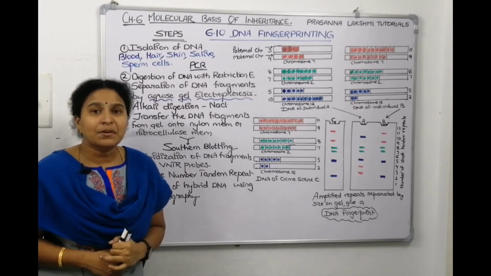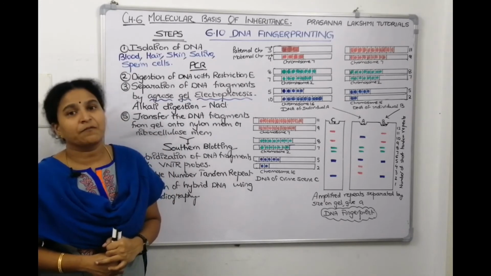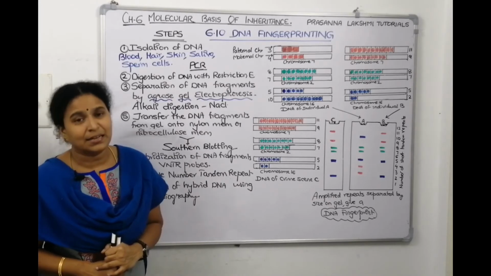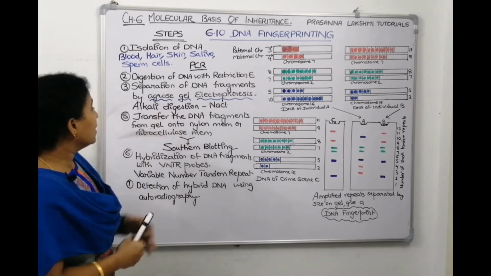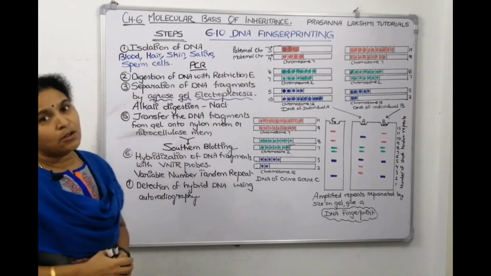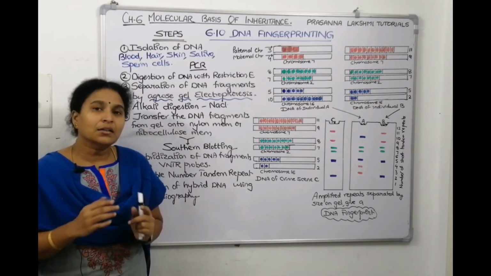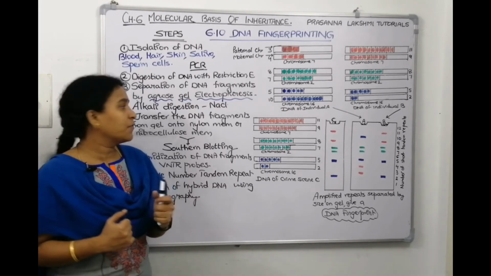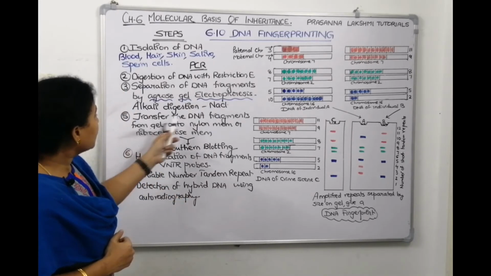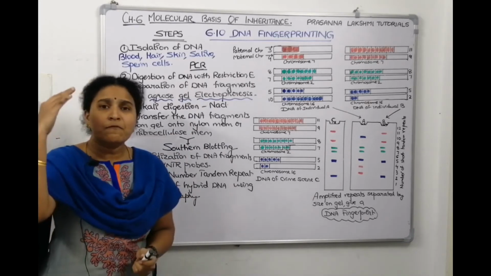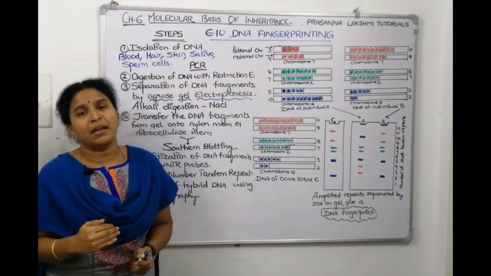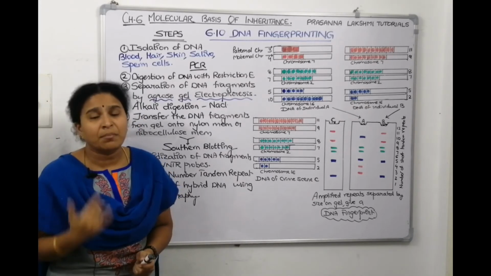After that, convert the double stranded fragments into single stranded fragments by subjecting them to alkali treatment. When you do alkali treatment, with NaOH, what happens? The bonds will break and it will become single stranded fragments. After that, transfer the DNA fragments from the gel onto a nitrocellulose membrane, or nylon membrane.